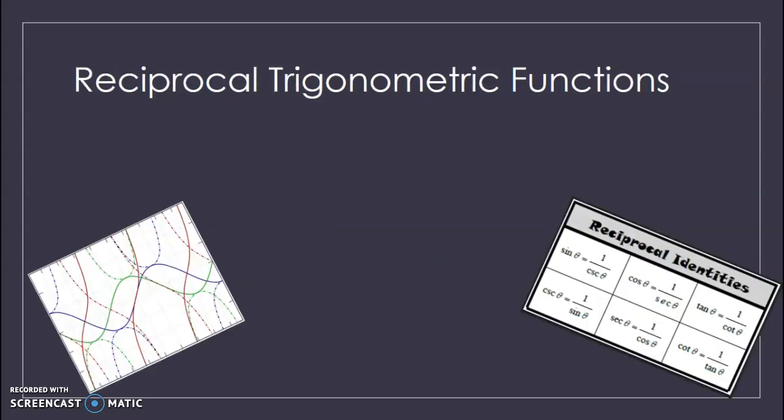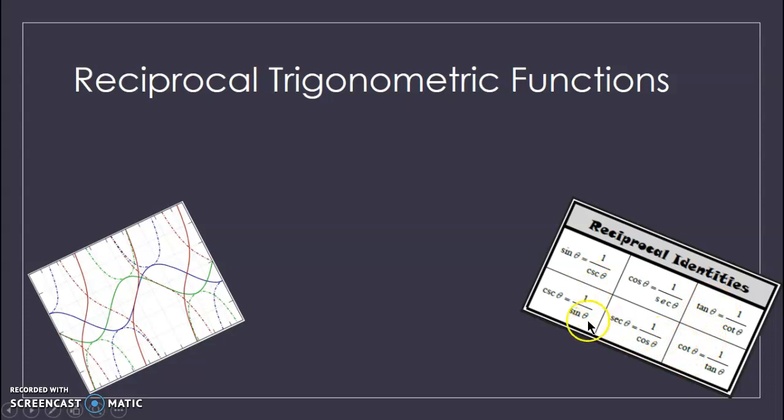Okay, so let's talk about the reciprocal trigonometric functions. So you know that we have our sine, cosine, and tangent functions here. Well, the reciprocal of sine is cosecant. The reciprocal of cosine is secant, and the reciprocal of tangent is cotangent.